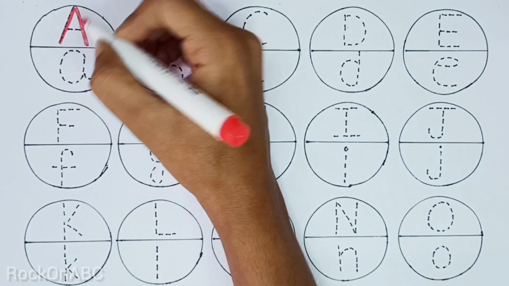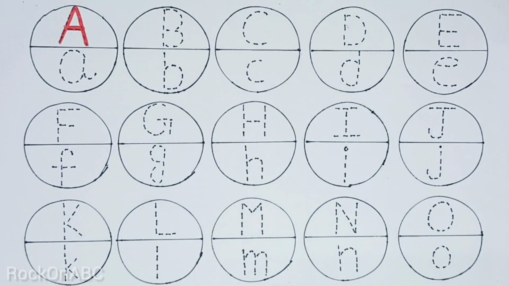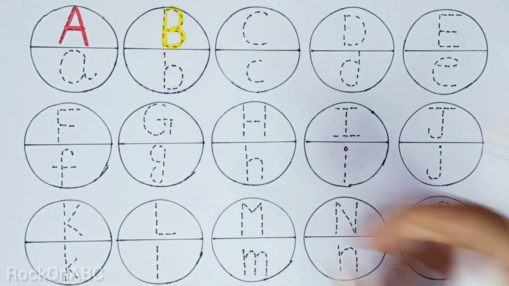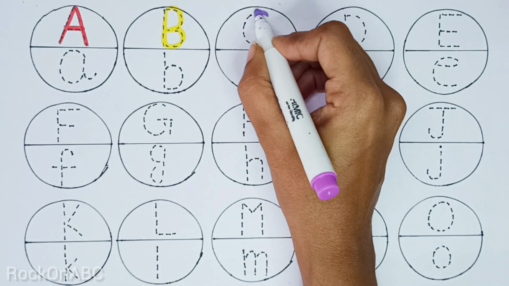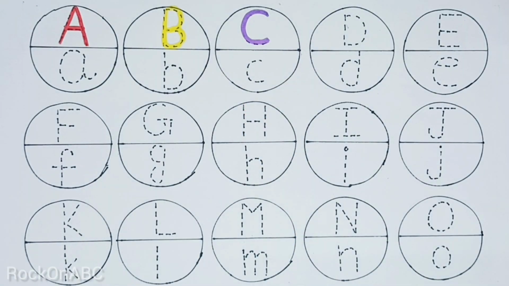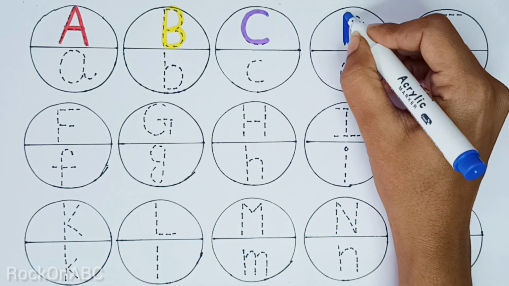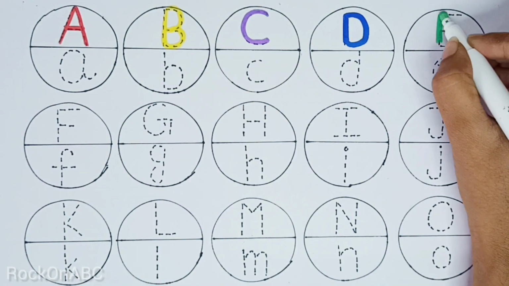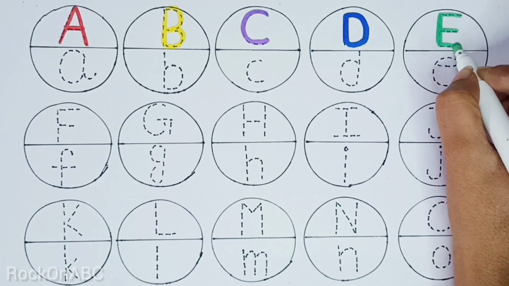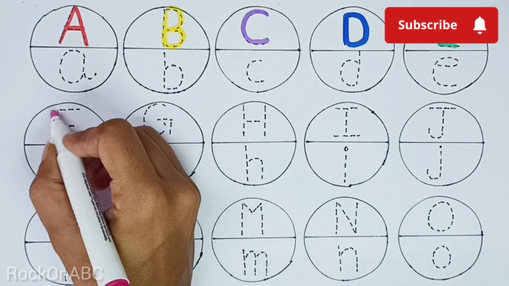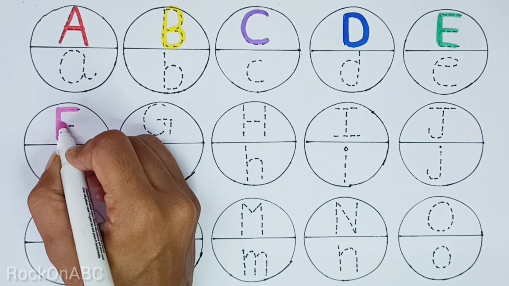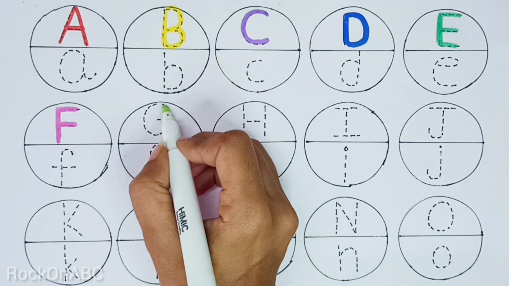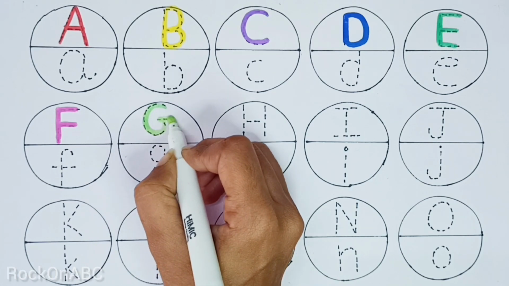Capital A. Red color. Capital B. Yellow color. C. Violet color. D. Navy blue color. E. Green color. F. Pink color. G. Parrot green color.